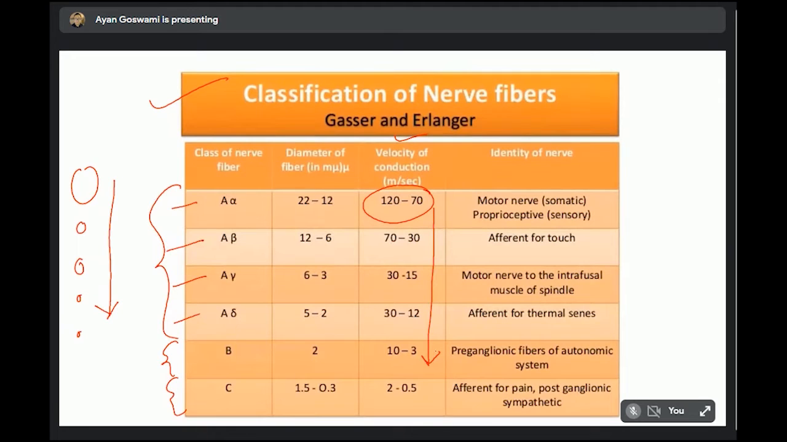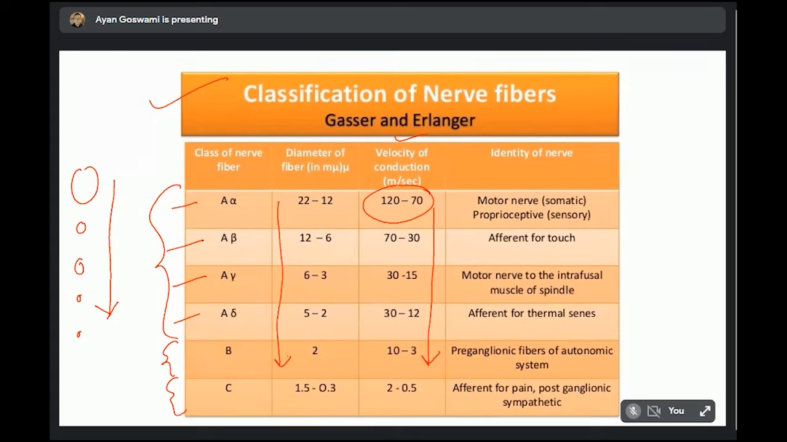Okay. So from top to bottom, A alpha to C, you can see velocity is gradually decreasing, and also you can see that diameter is also decreasing, right? So you can say the more the diameter, the more the velocity. In a nerve fiber, the speed of action potential increases when the nerve fiber is myelinated. And as myelination decreases, velocity also decreases, right? The more the myelin sheath, the more the velocity.